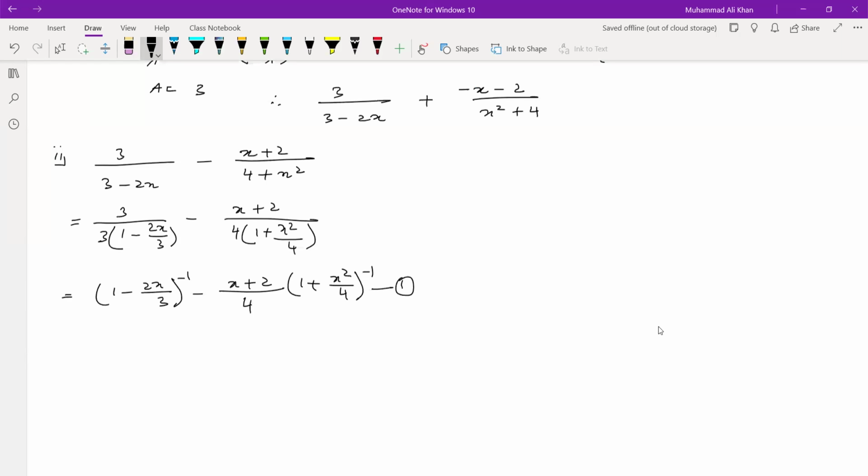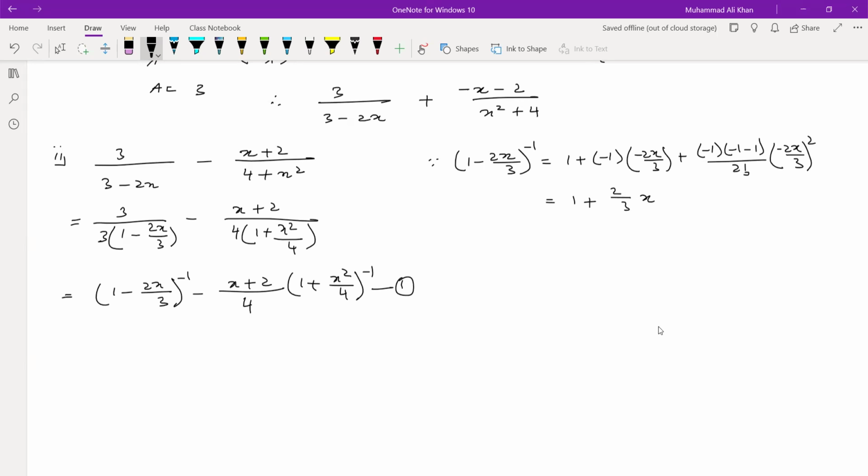Equation 1. Now, first expand 1 minus 2x over 3 power -1. It will be 1 plus n x plus n minus 1 upon 2 factorial x square. So it will be 1 plus 2 over 3x, -1 minus 2, minus 2 minus 1 plus 2. 2 and 2 cancel out. It is plus 4x square over 9.